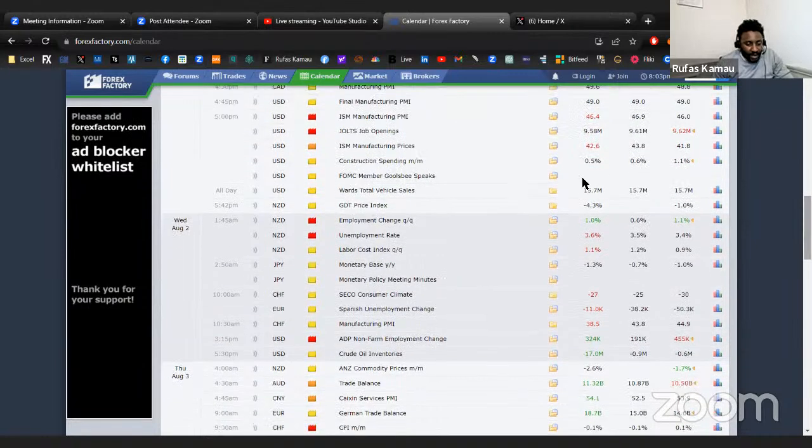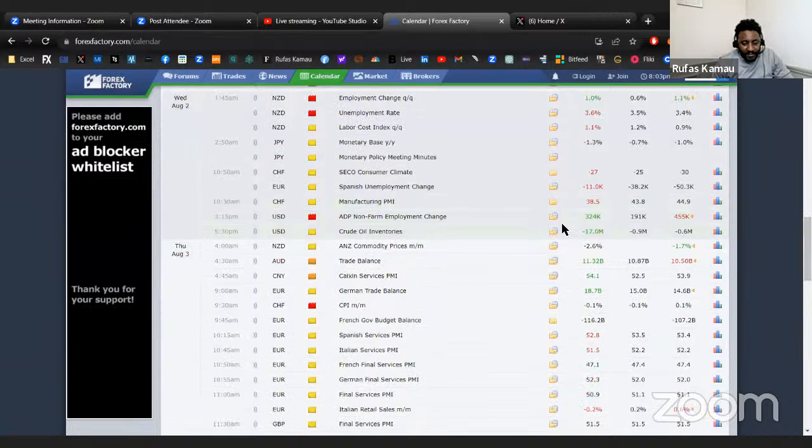Then fast forward, we go to Wednesday. We see the unemployment rate in New Zealand rising to 3.6%, whereas the employment change quarter over quarter was up 1.0%. The surprising data point was the ADP non-farm payrolls. In this case, we saw a record number of jobs created in the last 1 month, which came in at 324K jobs compared to 191K. Remember the previous reading, it was also more than double. So the ADP has been having some divergence from the official data.